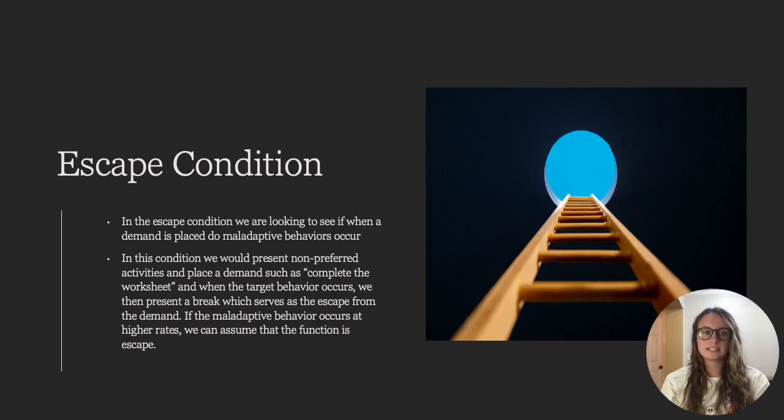For our next condition, we have escape. So here we are looking to see if a problem behavior occurs when a demand is placed. And so in this condition, we would want to present a non-preferred activity such as cleaning up, but we would want to do this using a 3-step prompting procedure.